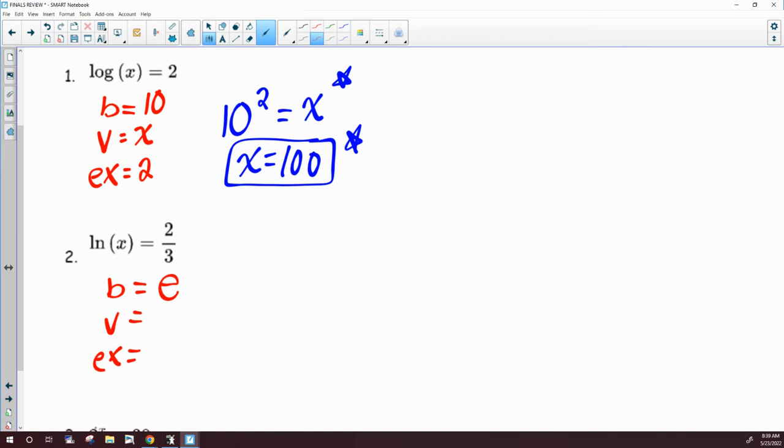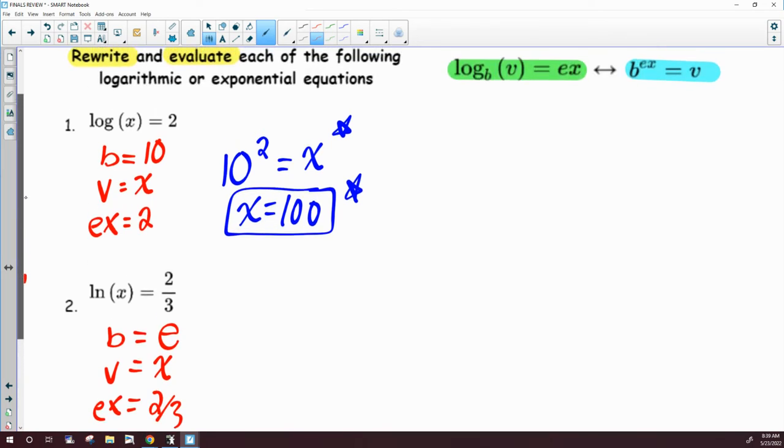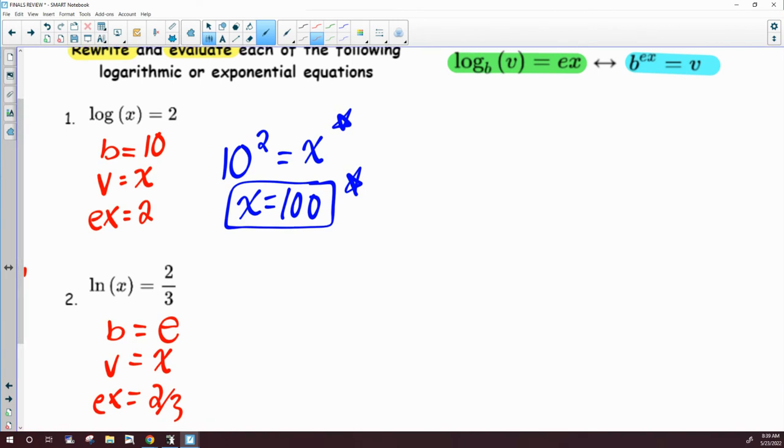Our value is x, the number in the parentheses, and the exponent is 2/3. Again, if you don't have that memorized, not the end of the world, because you will have this little converting formula: b, v, exponent. Now we just got to rewrite it, just like we did before. Our base to the power of our exponent. What's our base? e, to the power of our exponent, which was 2/3, equals our value, which was x.